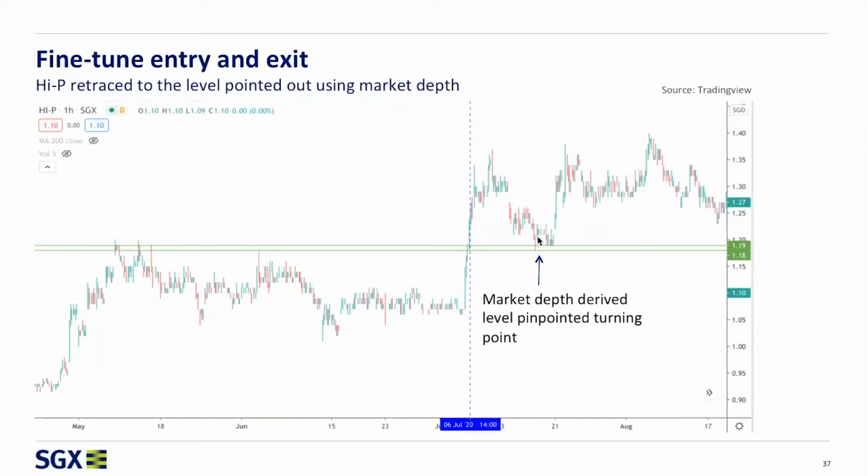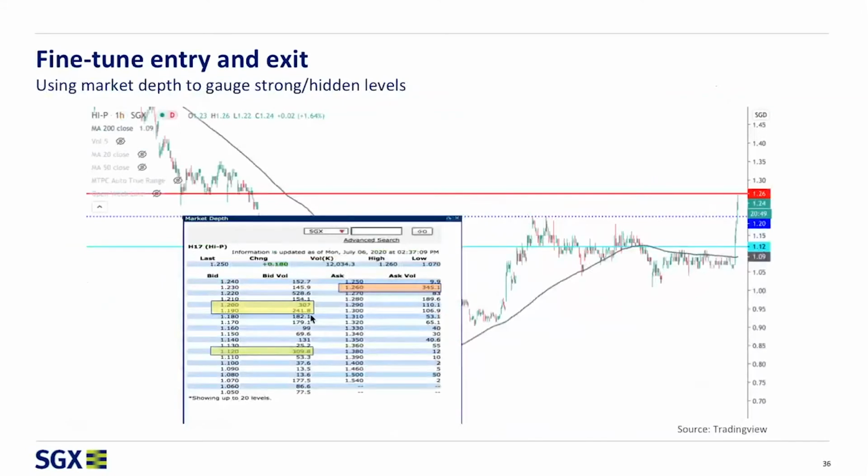Remember, 1.18, 1.19 was a previous high. 1.19 was a previous high. Now this level here was being supported by the market depth information.